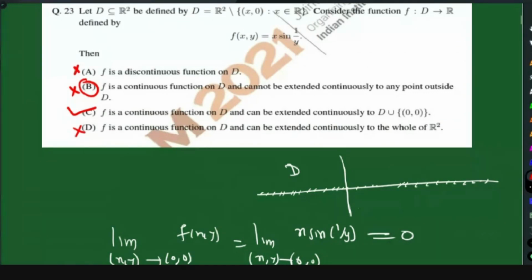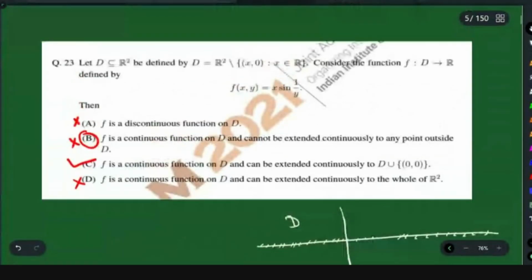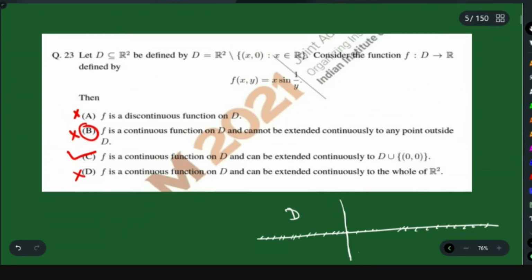Do you understand this? Any doubt? Any doubt on this question? No, sir. Okay, so we will go to the next question.